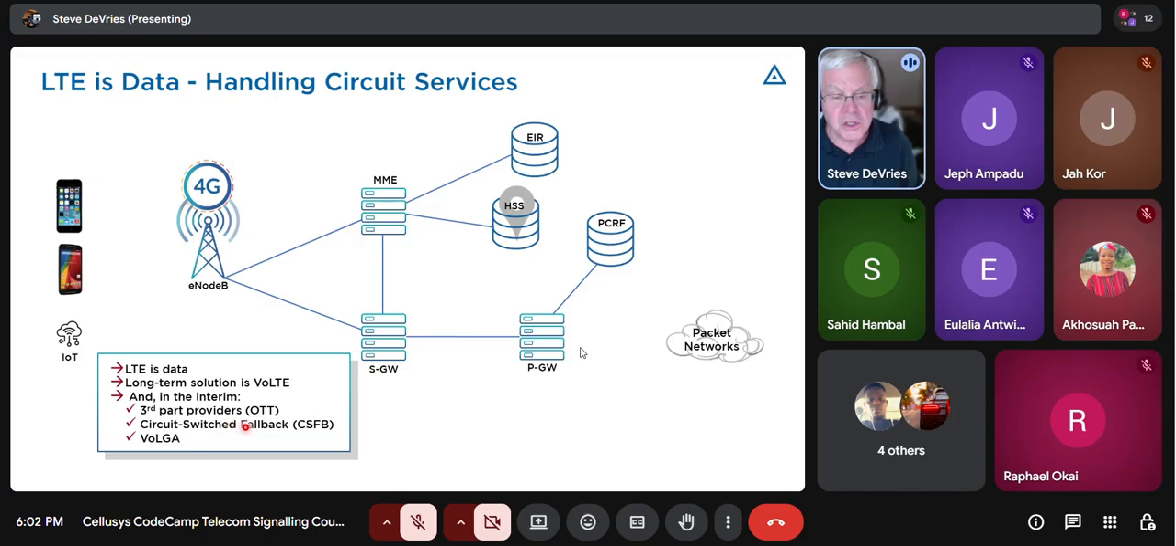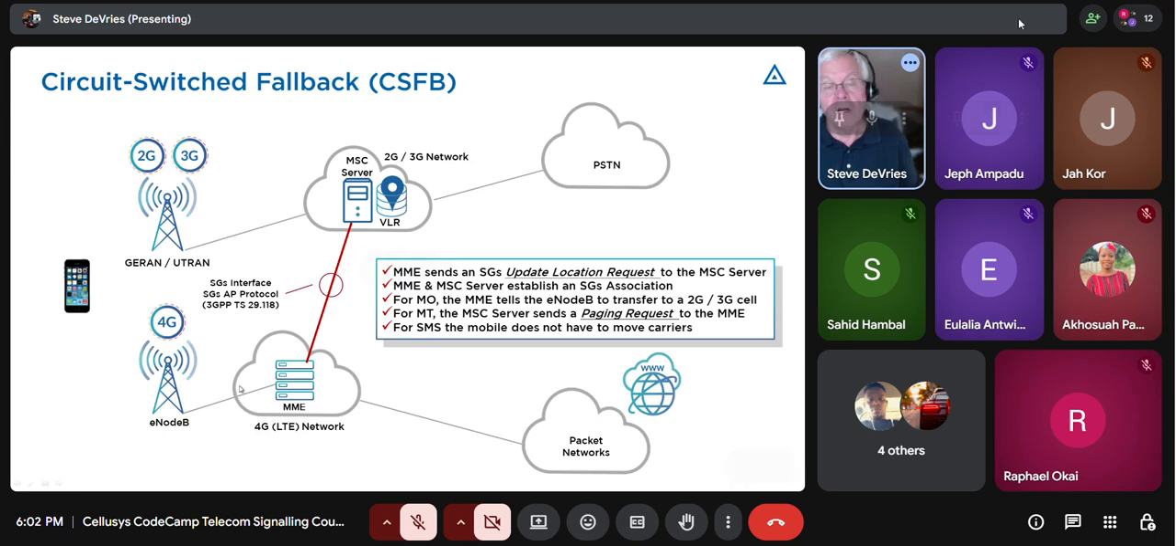Another way is called circuit switched fallback. And there was a third way called voice over LTE generic access that really didn't go anywhere. So really the two ways today that you can handle circuit type services is right here. Circuit switch fallback, and the long term is what's known as voice over LTE. Let's take a look at those.